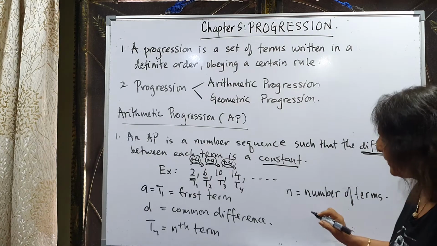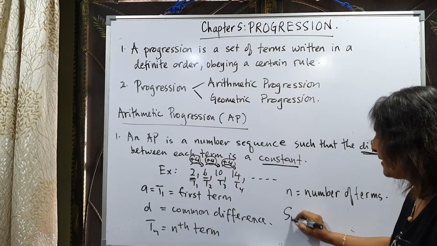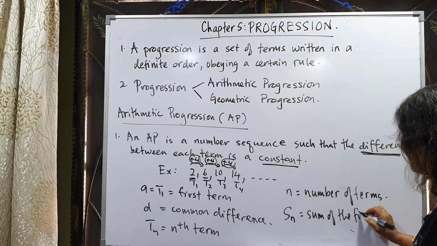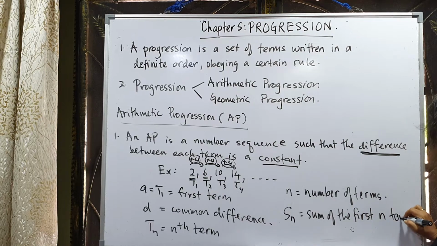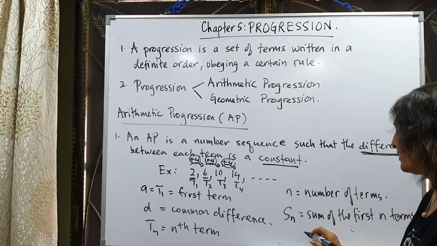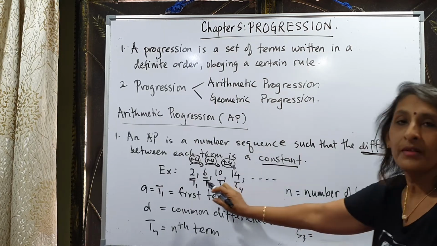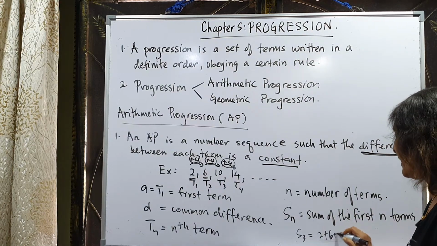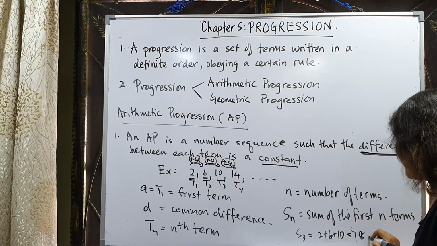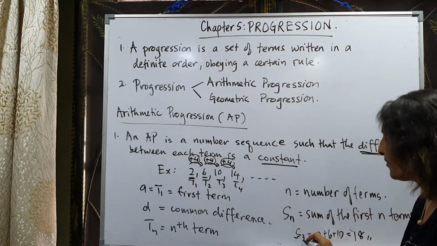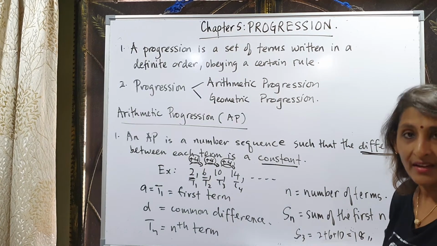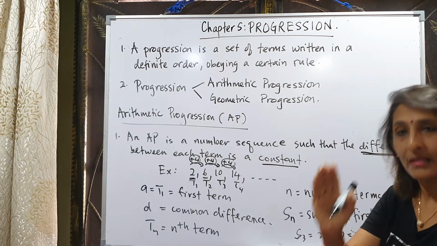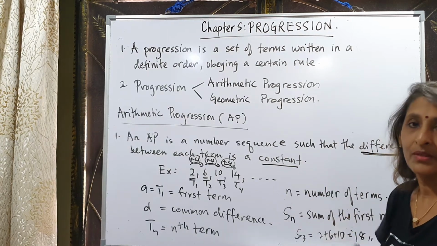Then we also have one more called Sn. Sn is the sum of the first n terms. Let's say you want to do S3, meaning from the front, the first 3 terms are added up. That means it's 2 plus 6 plus 10, which is 18. This is called S3. So if I say S10, it means from the start to the 10th number. If I say S6, it means from the start to the 6th term. You add them all up.